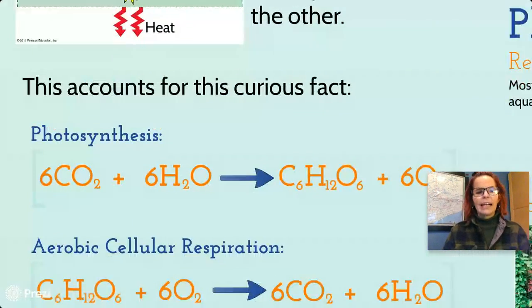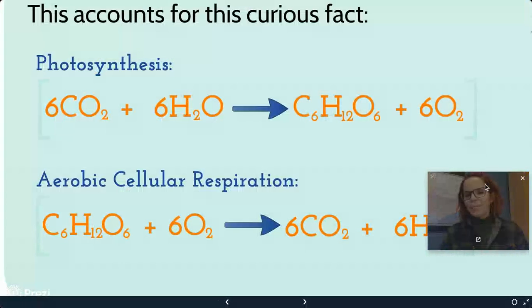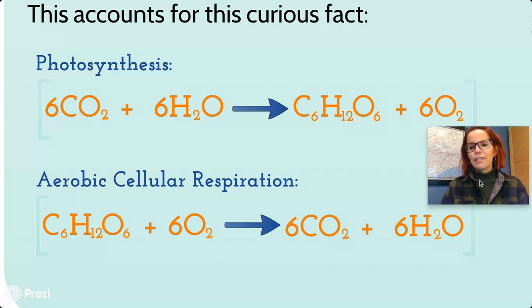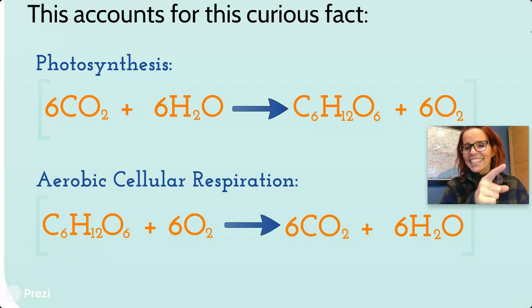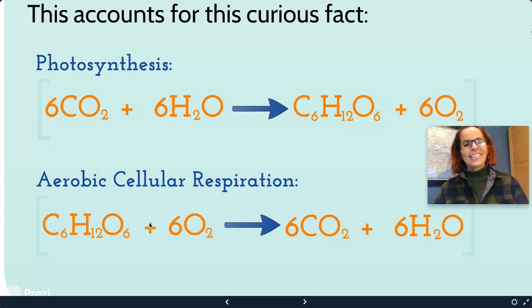All right, moving on. The inputs of one are the outputs for the other, which explains this curious fact that these two reactions are the exact opposite of one another. Please take time to look at these reactions. See how there's glucose here, C6H12O6, and oxygen. Those are the products of the reaction of photosynthesis. And notice how those are the reactants in cell respiration.